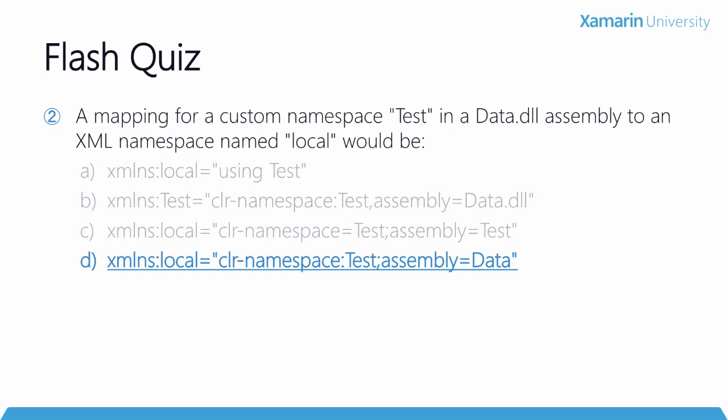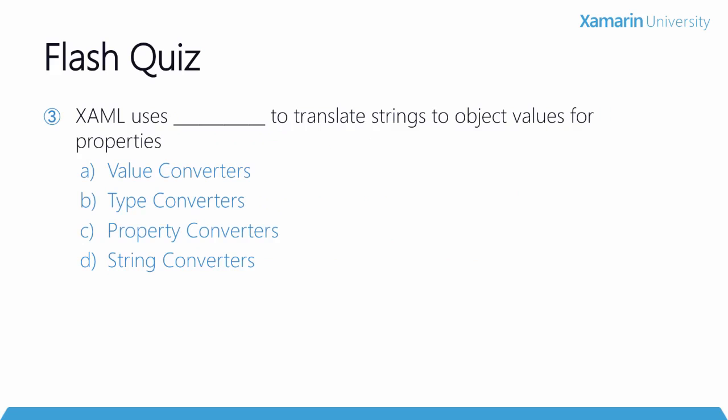We're going to set our XML namespace to be local, and then we'll use the CLR namespace of test with our assembly of data without the extension. Question 3. XAML uses what to translate strings to object values for properties? Is it A, value converters, B, type converters, C, property converters, or D, string converters?